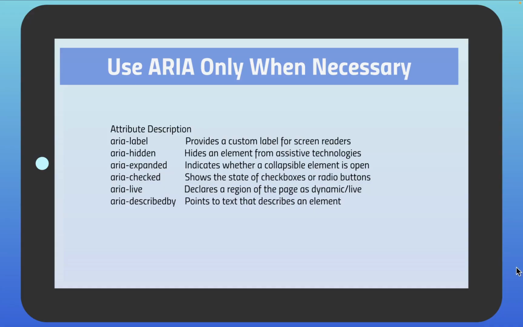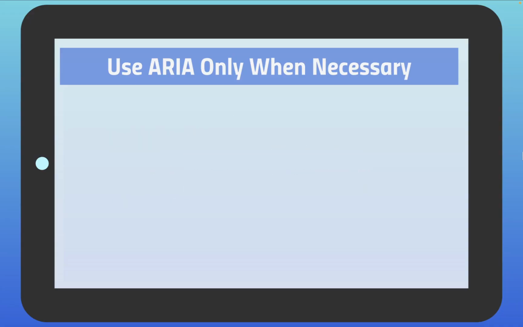Here are some common ARIA attributes that you might use. aria-label could provide a custom label. aria-hidden will hide elements from assistive technology. aria-expanded indicates whether an element is collapsed or not. And aria-checked shows the state of checkboxes or radio buttons. aria-live declares a region on the page as dynamic or live. And aria-describedby points to text that describes an element.